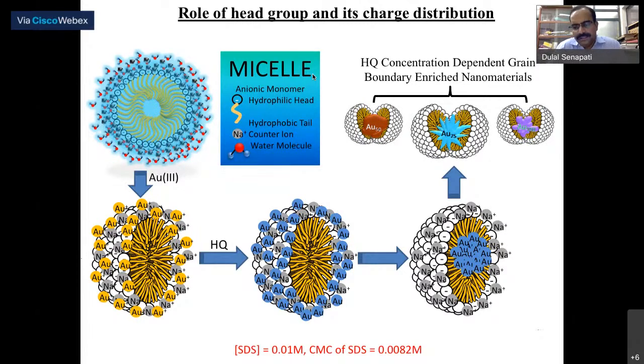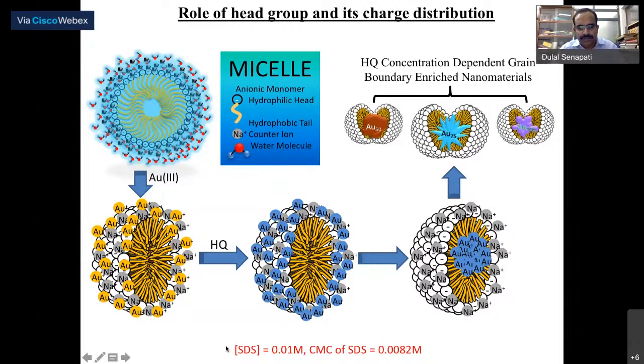How does it actually occur? Most of the time when we synthesize, take this specific example of SDS, sodium dodecyl sulfate. It has a long chain and the sulfate group, SO4 negative, which is negatively charged. So when it goes into the water, it immediately makes a micelle, because we generally use a concentration of SDS much higher than its CMC value.